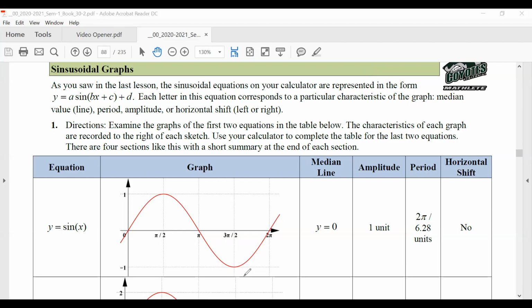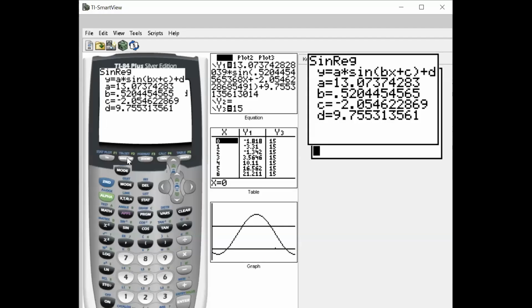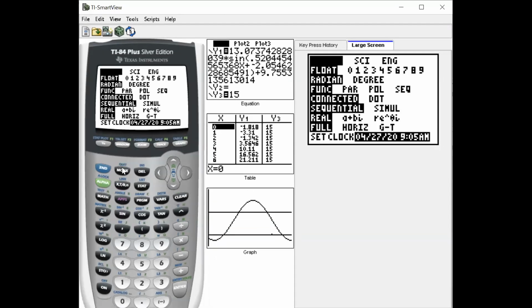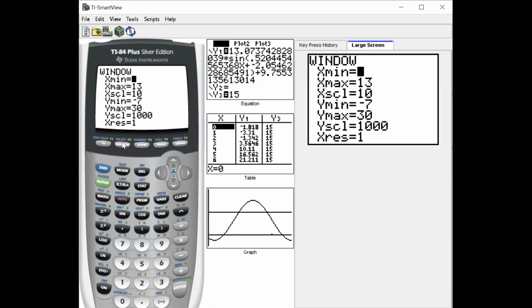What I'm going to do here on my TI is go to window. First off, I'm going to make sure I'm in degree mode, which I know I am. So I'm going to go to degree, make sure I'm in radian mode. There I am. Now I'm going to go to window, and most of our window settings for this one are going to go from 0 to 2 pi. For scale, I might change my scale to pi divided by 2. And again, you can do that right there.